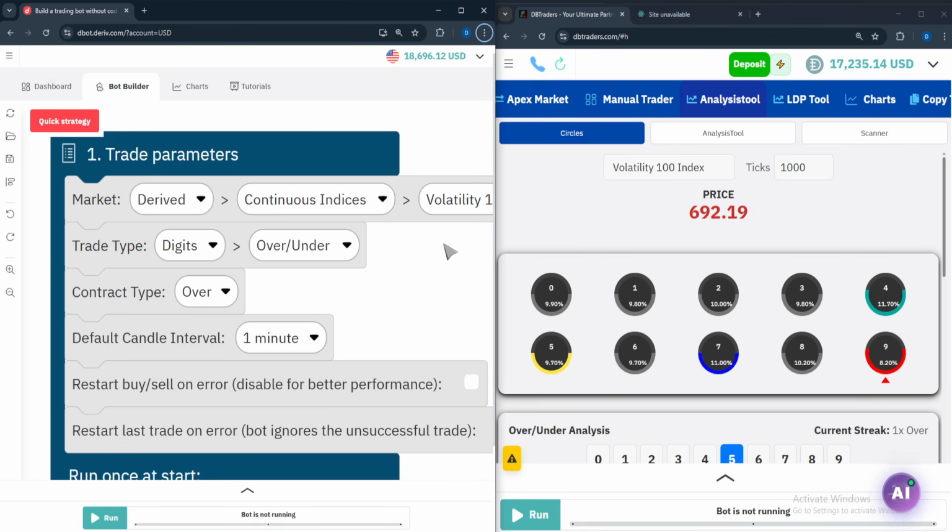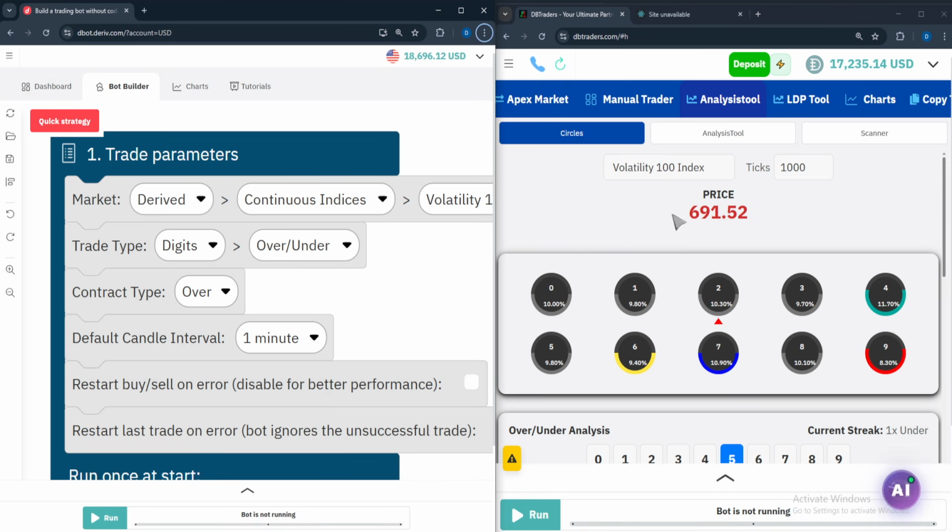Okay, the third condition, the green circle should be at 0, the red circle should be at 9, and again, the green circle should always be above 12%, and the red circle should basically be below 9%, okay? Basically, you want it to be weak, okay? The reason for this is because we want this market to be a truly under market.